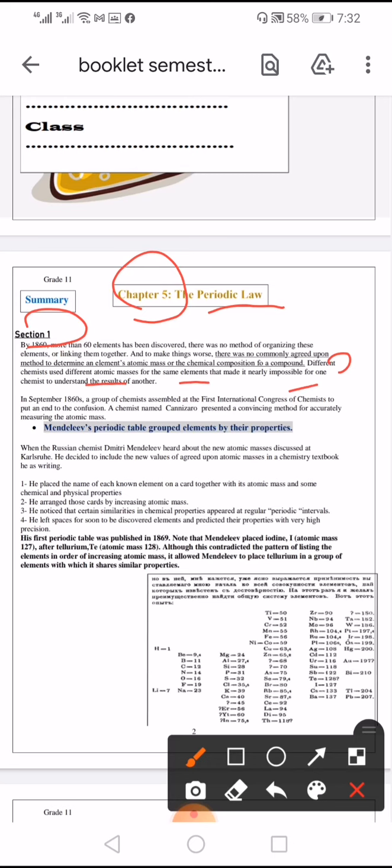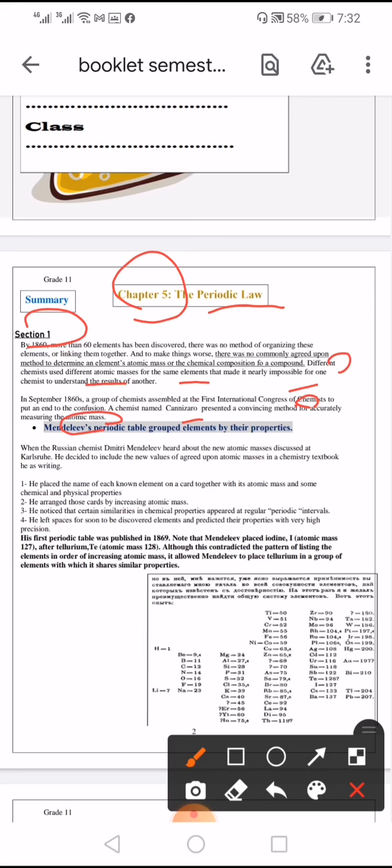In September 1860, a group of chemists assembled at the First International Congress of Chemists to put an end to the confusion. A chemist named Cannizzaro presented methods for accurately measuring atomic mass. So the chemist Cannizzaro made a method for accurately measuring the atomic mass.